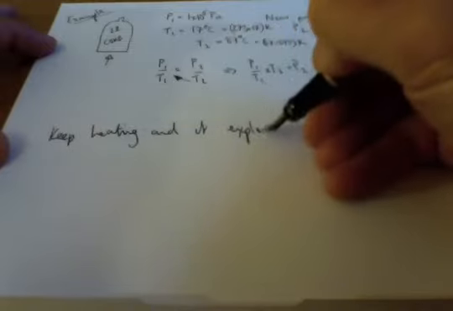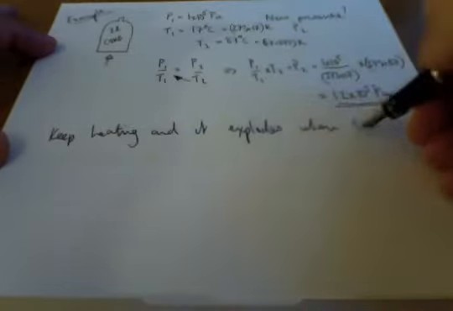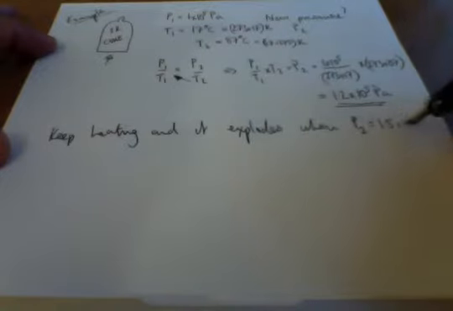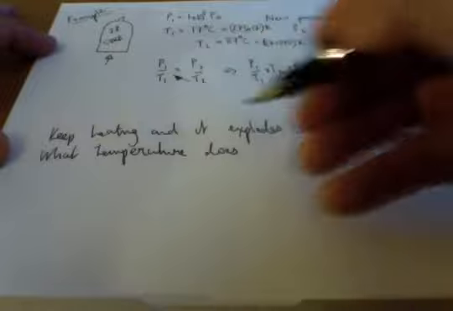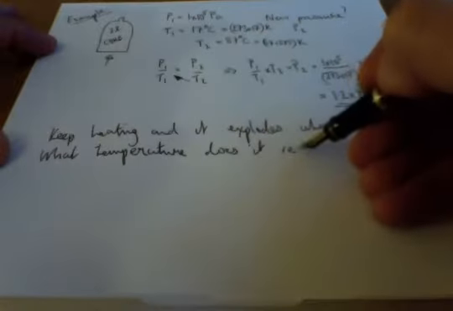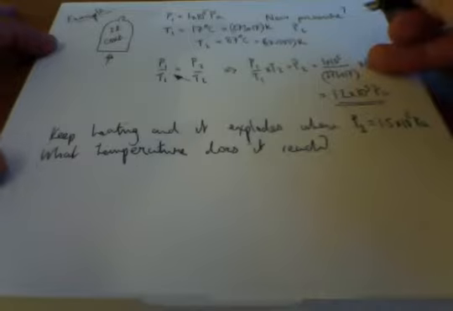Okay, let's imagine we keep heating. And it explodes when the pressure reaches 1.5 times 10 to the 5 pascals. What temperature does it reach? If you think you know the answer, hit pause, otherwise here comes the solution.